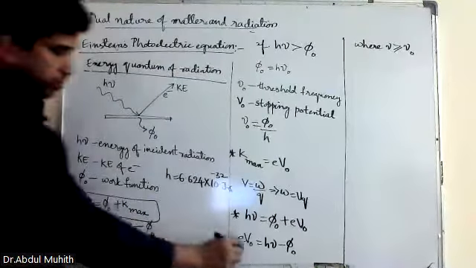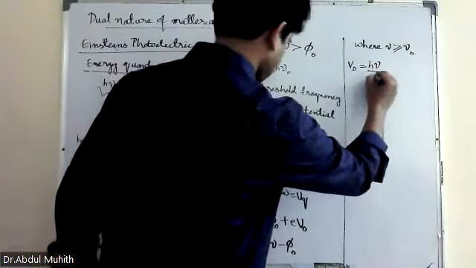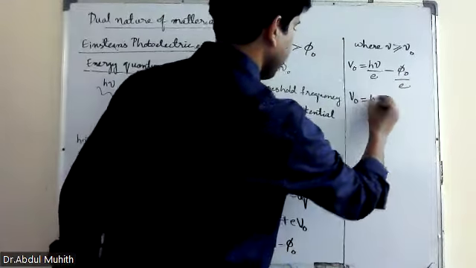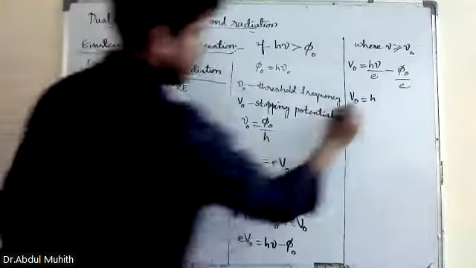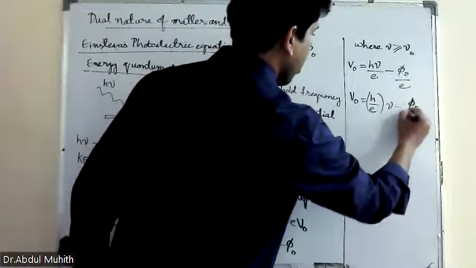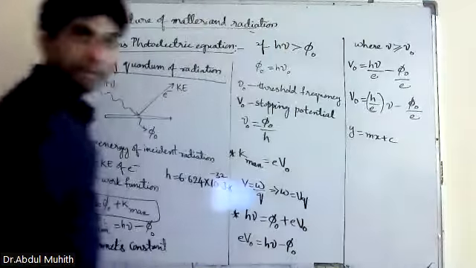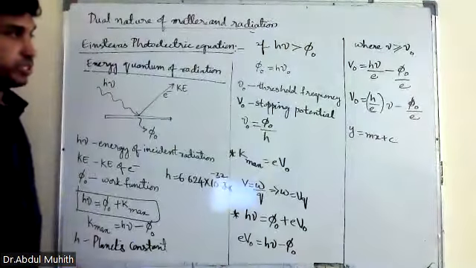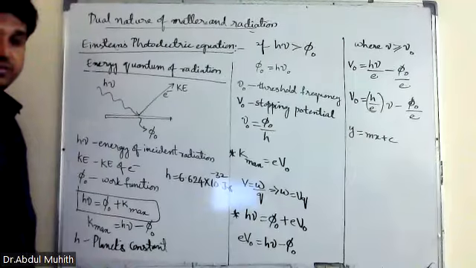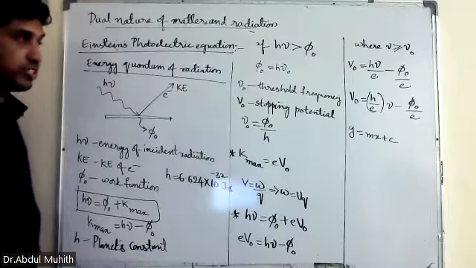So we got this equation. Now cross multiply this. V0 is equal to h nu by E minus 50 by E. So V0 is equal to h by E into nu minus 50 by E. This is in the form of y is equal to mx plus c, the equation of a straight line.